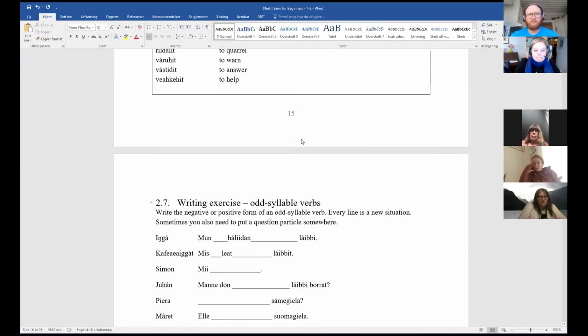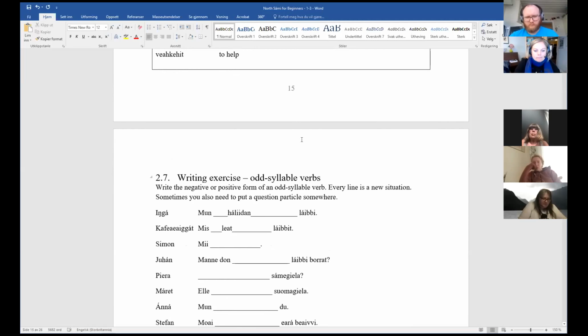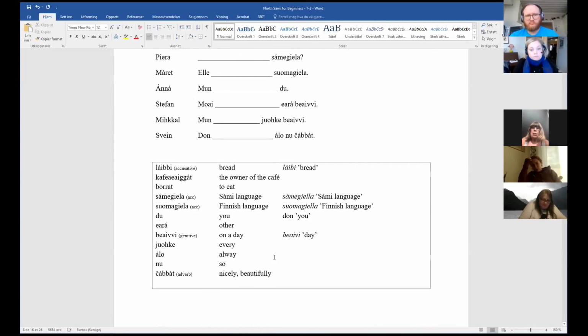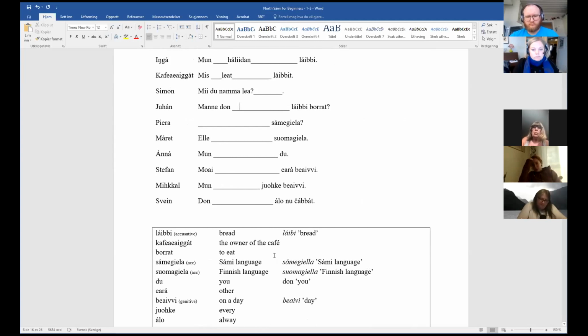Yeah, it could have been Mitunamma lät. Mitunamma lä. Perfect. And then what about Johan? He asks manne. Manne means why. Did we have manne already? I think it was up there in a list. It means why. And here we have borrat, to eat, and bread in accusative. Why you? Manne don it laipi pora.